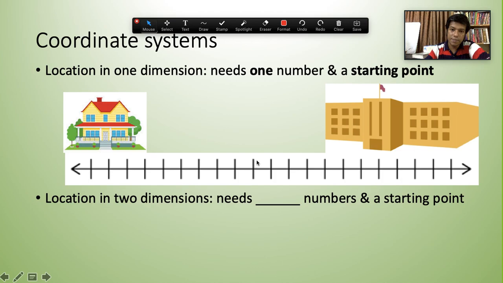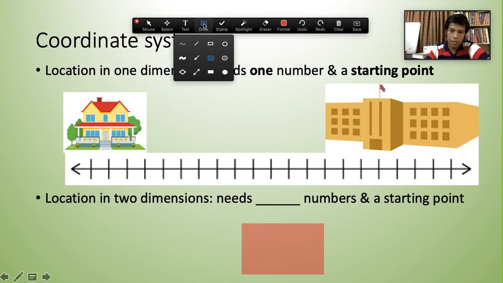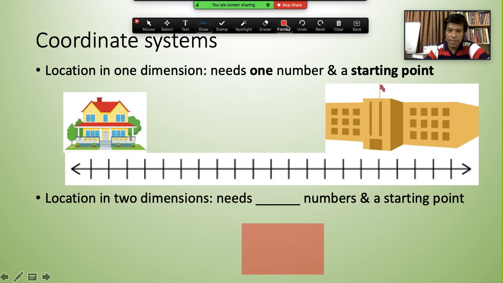Why? The reason is, let me draw something here, like something two-dimensional. If you want to locate something here, suppose this is the starting point, then you have to go somewhat right, and then you have to go somewhat up also.